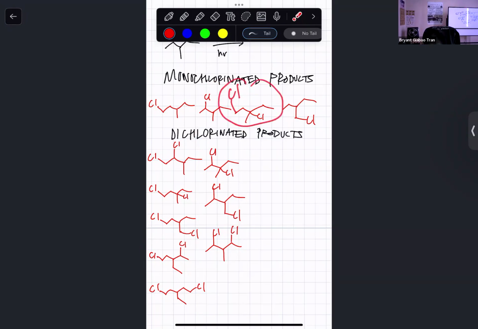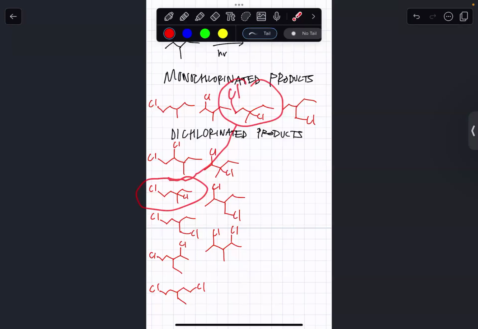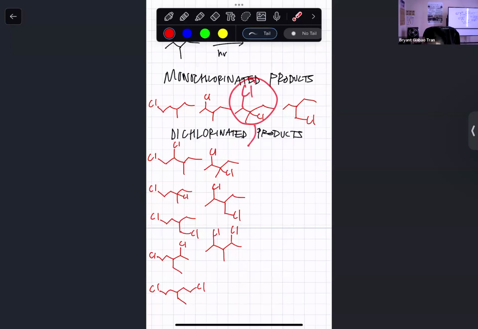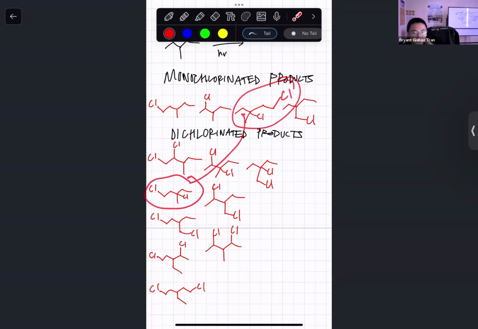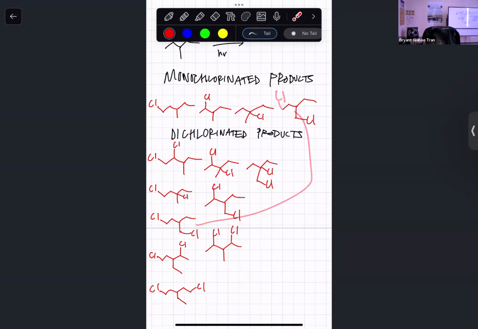Okay, now let's look at this one. This right here is the same thing as this right there. This right here is the same thing as this. This is new, so I'm going to draw that in, new one. This is the same thing as this. This is the same thing as this. Okay, now let's look at this one. Same thing as that. This one, same thing as this. This one, same thing as that. This one's new.